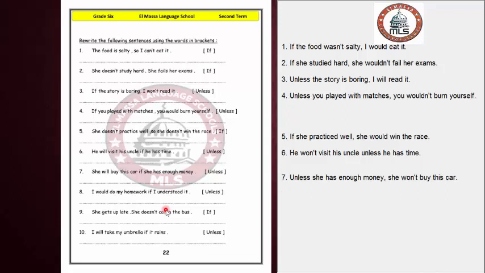Number 8. I would do my homework if I understood it. I wouldn't do my homework unless I understood it. Okay.